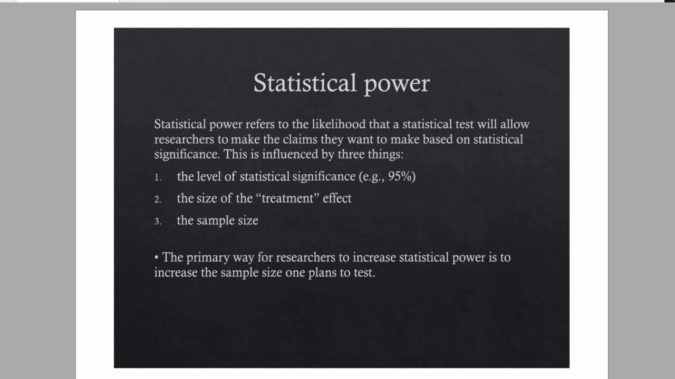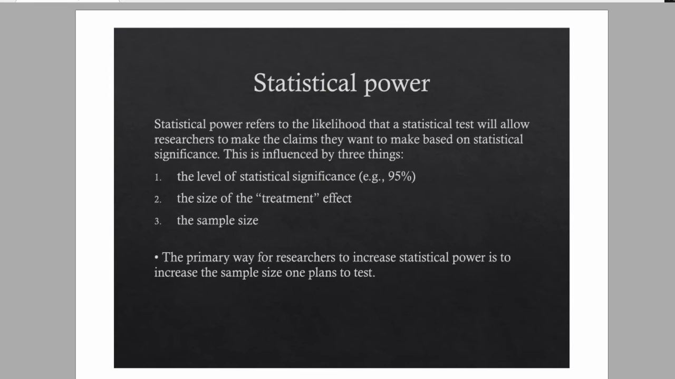Ooh, statistical power. These are determined by how much power we have to find differences. Statistical power refers to the likelihood that a statistical test will allow researchers to make the claims that they want to make based on statistical significance. And that's influenced by three things. The level that you've chosen for your statistical significance. Again, we don't really mess around with that. It's 95%. That stays pretty fixed.